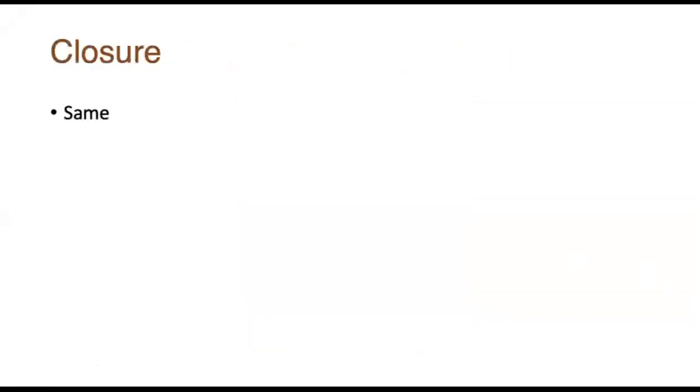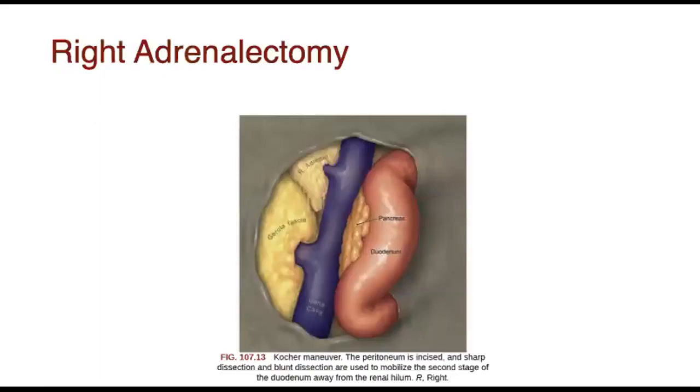For the closure, it's the same two-layer closure. The deep layer consists of the transverse abdominal muscle, transversalis fascia, internal oblique and fascia, and the posterior rectus sheath. The superficial layer is the external oblique and fascia, and the anterior rectus sheath. Now let's proceed to the right adrenalectomy.